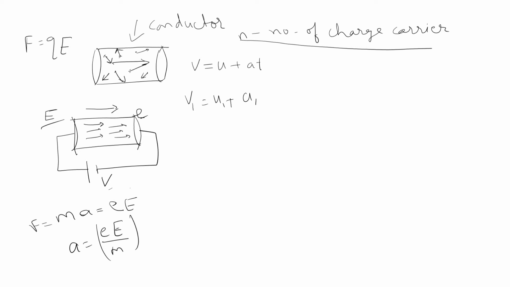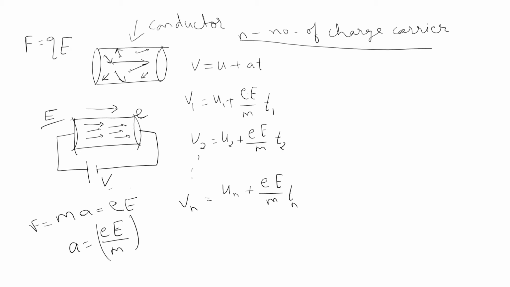So for the first particle, this is u1 plus a, just simply put the value of a, eE over m into t. For the second, this is u2 plus eE over m into t. Let us say for this the time is t1, for this the time is t2. But the acceleration for all the charge carriers will be the same, because mass is the same and the charge is also the same. The electric field applied is also the same for all. Then acceleration will definitely be the same for all. And similarly, if I write it for n particles, this is un plus eE over m into tn.